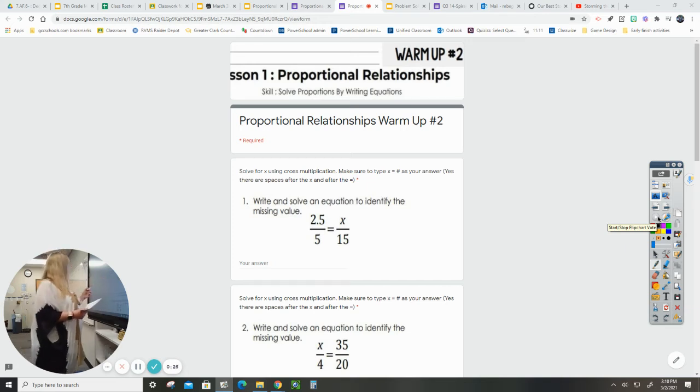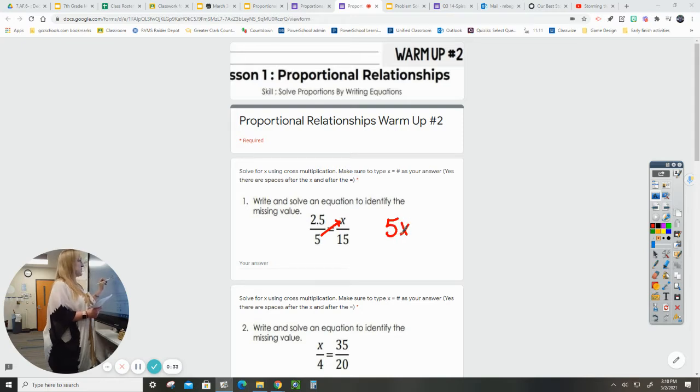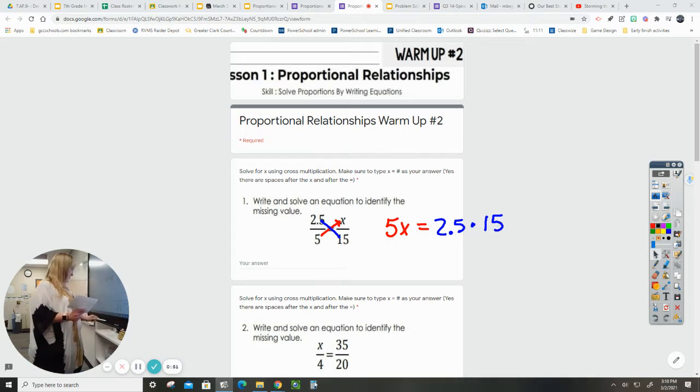using cross multiplication. So when you cross multiply, we have done this before. We're going to cross multiply 5 times x. So this is what it's talking about when it wants you to write the equation. So 5 times x then equals 2.5 times 15. Okay? Then remember, we're being organized, so we want to make sure that when we solve these, we do it in an organized fashion.